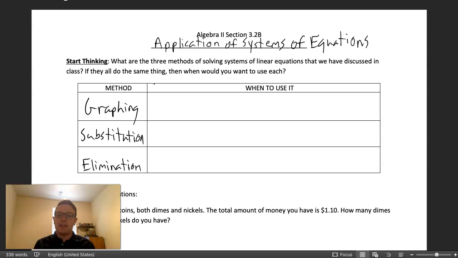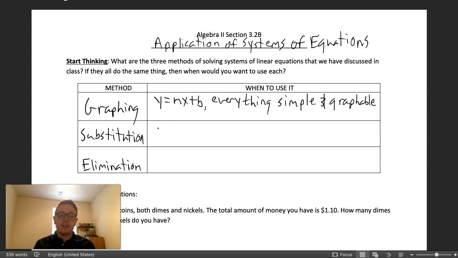Now, when would we use graphing? When we already had things in y is equal to mx plus b form, or if everything looks pretty simple. If it looks simple and graphable. So meaning that we don't have things like 13x, or we don't have fractions or decimals. What about substitution? When would we want to use that?